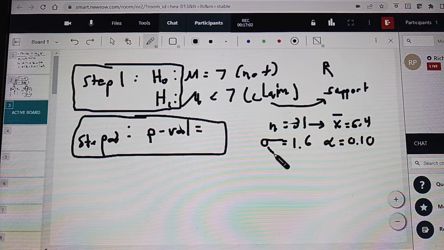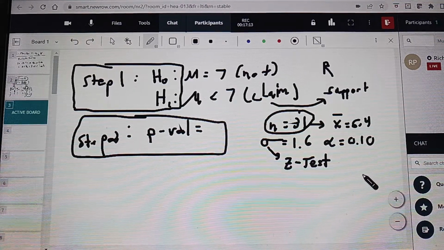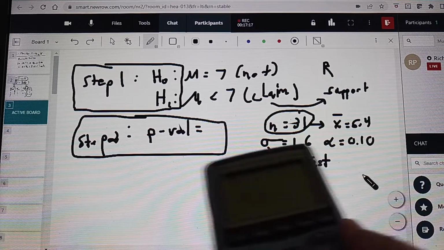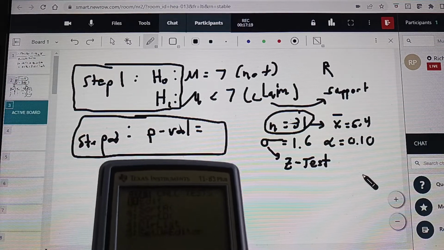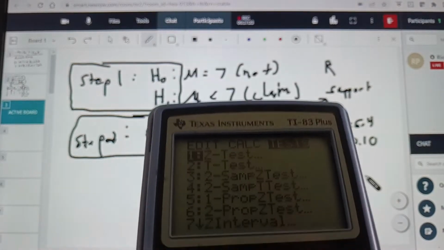Because they gave me sigma and there's only one sample here, this is a z-test. It's about averages, but there's only one sample. And sigma's known, that's a z-test. So in the graphing calculator, you go to stat test and you choose number 1, the z-test.